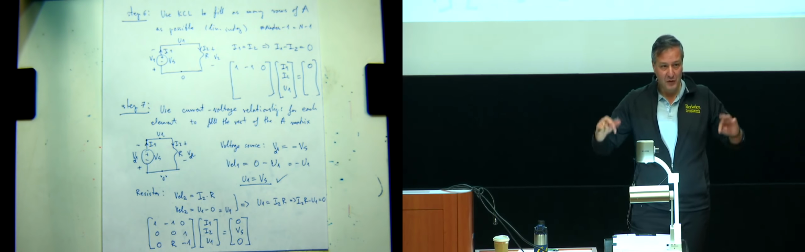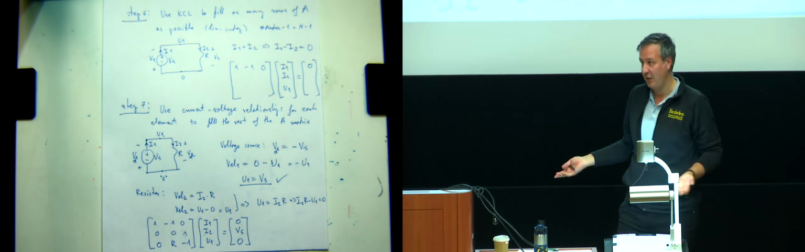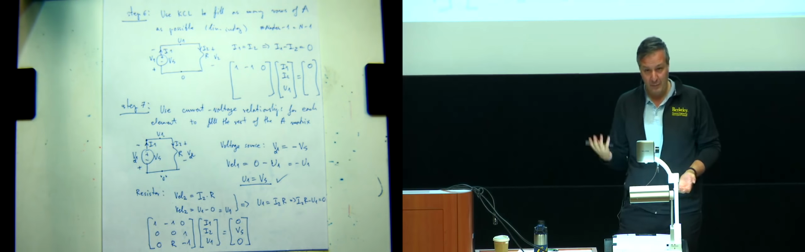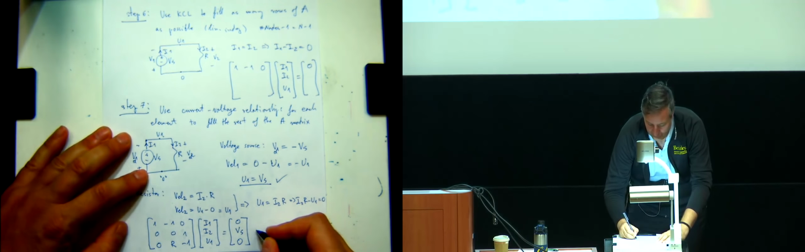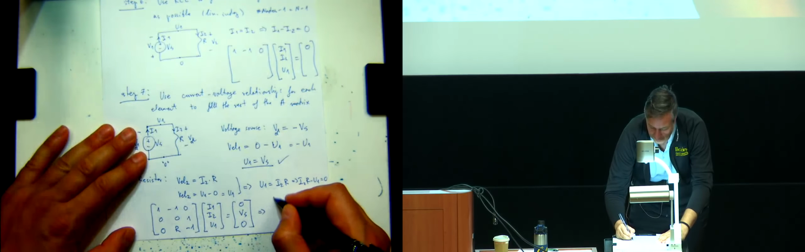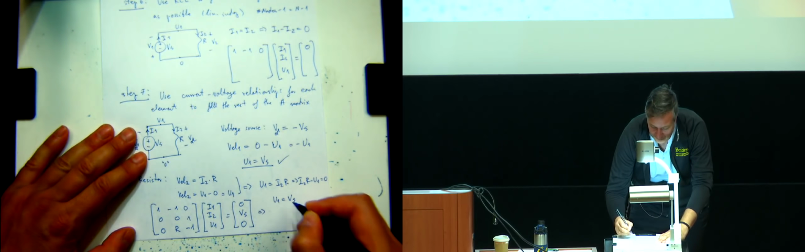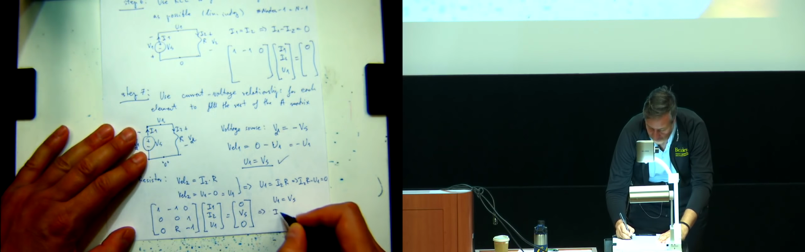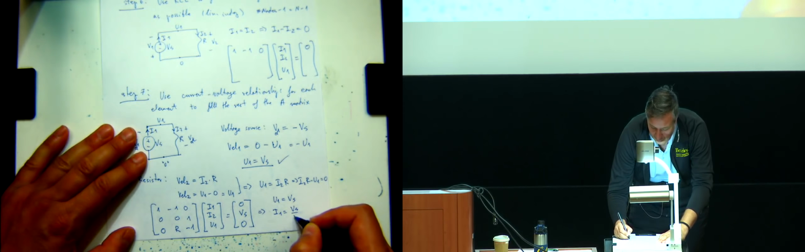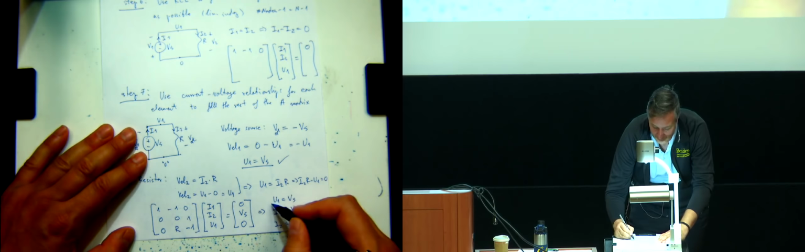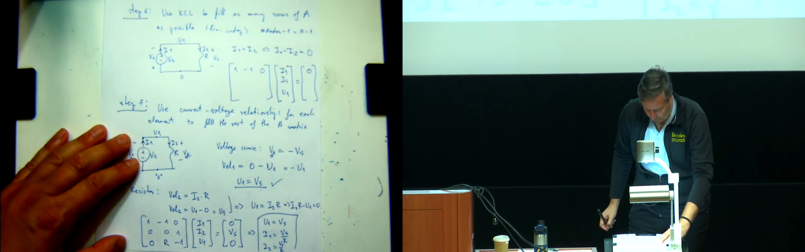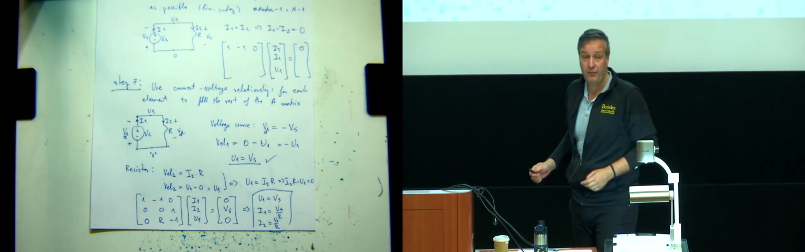Now, if you just manipulate the rows, you should see it's already upper triangular, so you're almost done, but I'll let you finish it. When you do, you'll get this: U1 is Vs, I1 is Vs over R, and I2 is also Vs over R. And now we've solved for all the variables in our circuit.